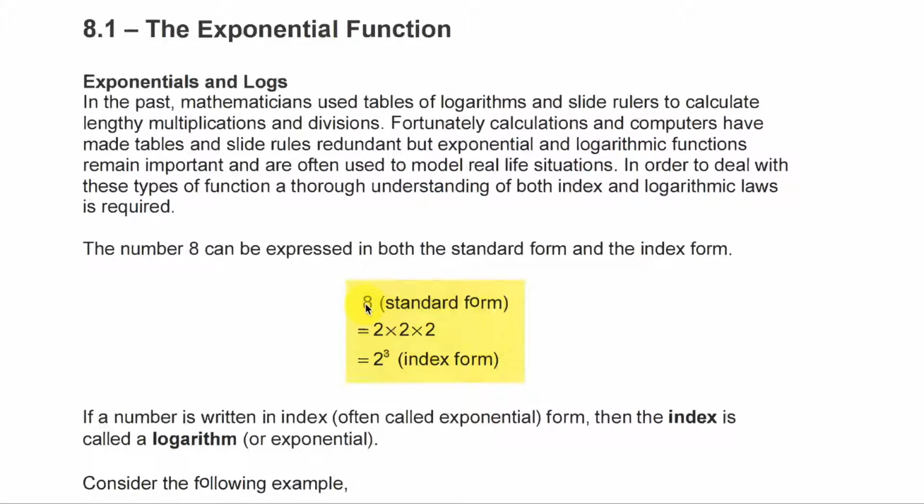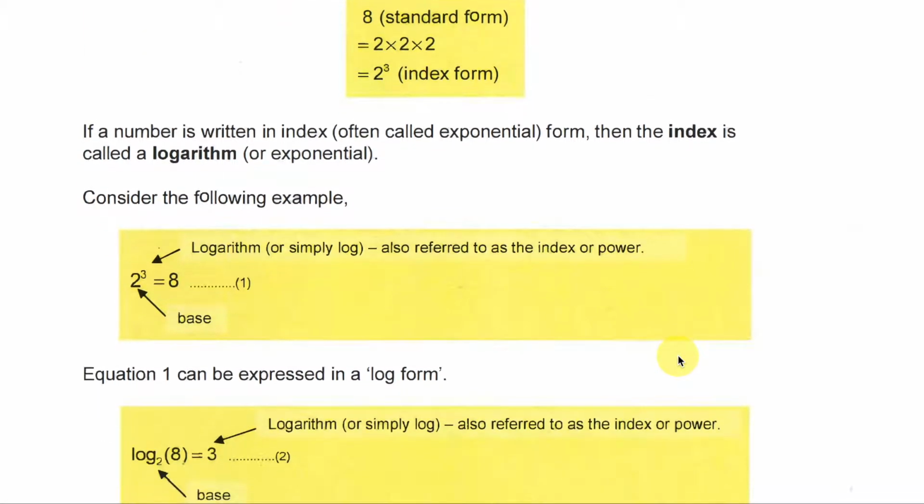If I start with the number 8, I can rewrite that as being 2 times 2 times 2, which of course is 2 to the power of 3. This is just the standard form, and this here is the index form. So I've got base 2 raised to the power of 3 equaling 8.